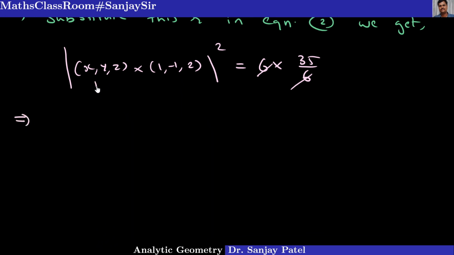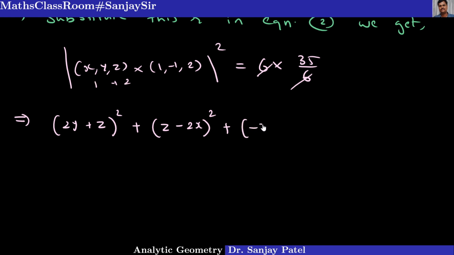So I can write (x, y, z) and (1, -1, 2), and then taking the cross product of these two, we'll get (2y plus z) square plus this in the reverse order. So 1 into z is z, and 2 into x is 2x, so (z minus 2x) square, plus adding these terms, we get (minus x minus y) square. Okay, that is the left hand side. This is equal to 35. So this is our final answer.